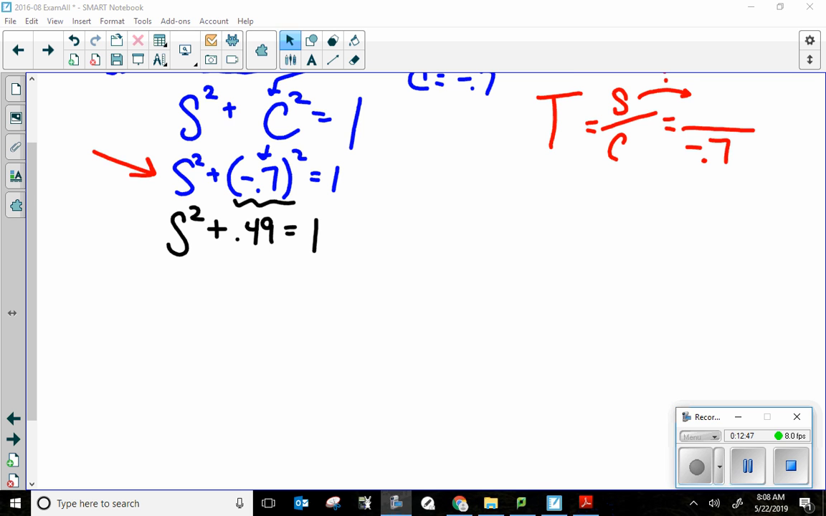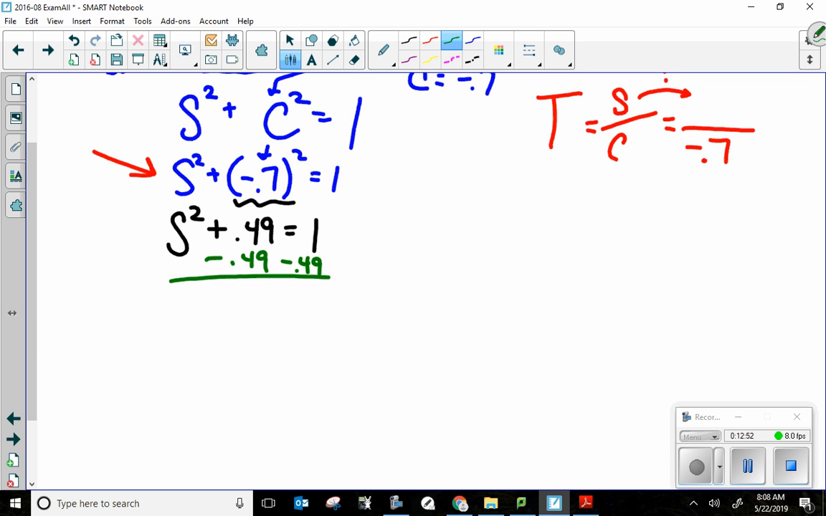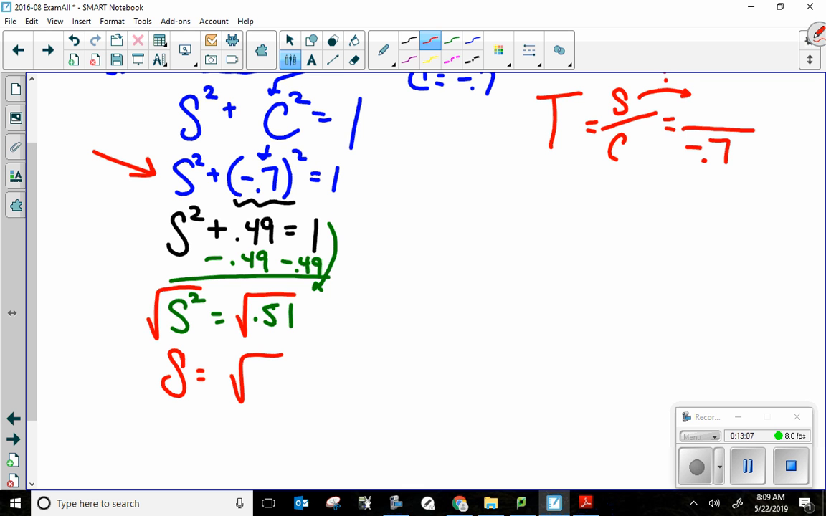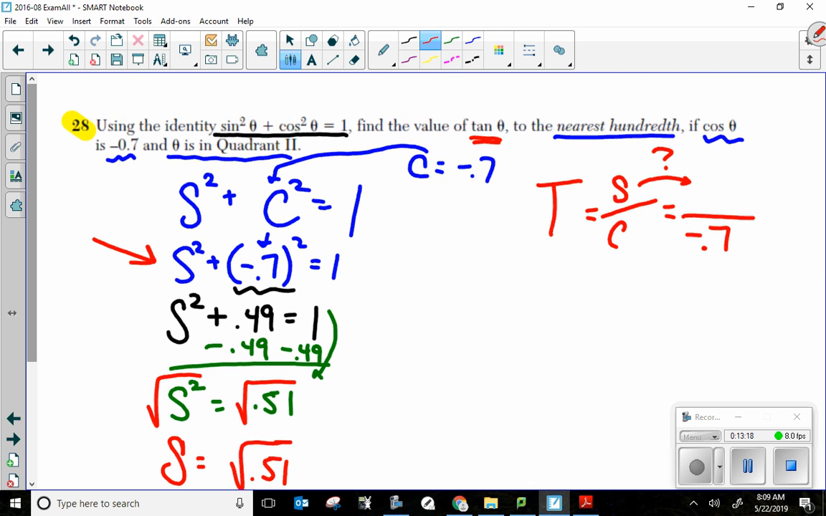I am going to subtract 0.49 from both sides, and I get sine squared equals 0.51. Okay, if I subtract those, I get 0.51. They want me to find sine, not sine squared, so let's get the S alone. Sine equals radical 0.51. Yeah, I can get a number, but then it's going to be some run-on decimal, so just leave it. Radical 0.51. Now, I said this would come into play here.